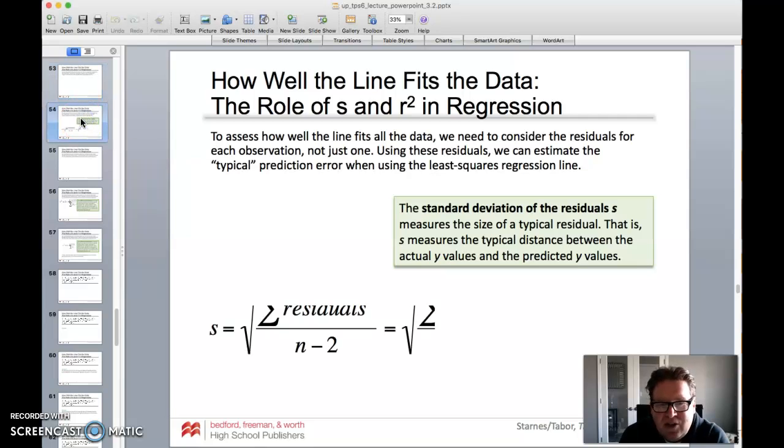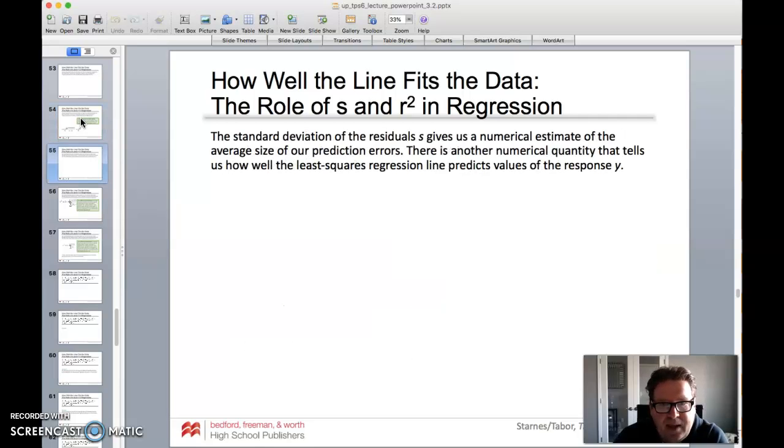So the standard deviation of the residuals measures the size. Sorry, I got cut off in the PowerPoint here. It basically tells you the typical distance between the actual y values and the predicted y values. We have all those y values, and that line of best fit should hopefully minimize those. The standard deviation of the residuals gives us a numerical estimate of the average size of that.